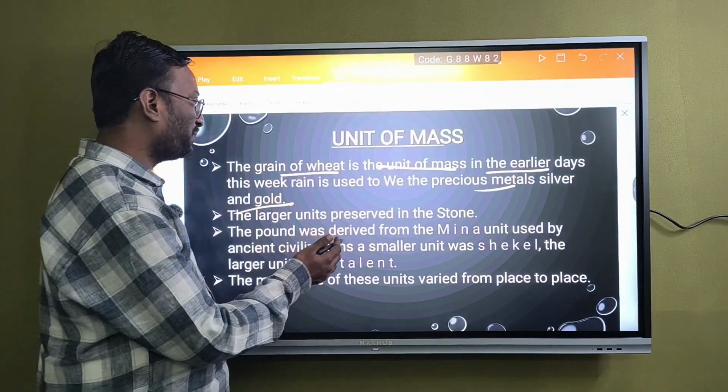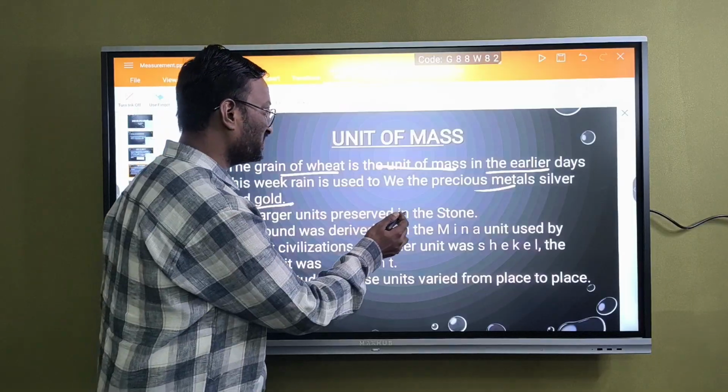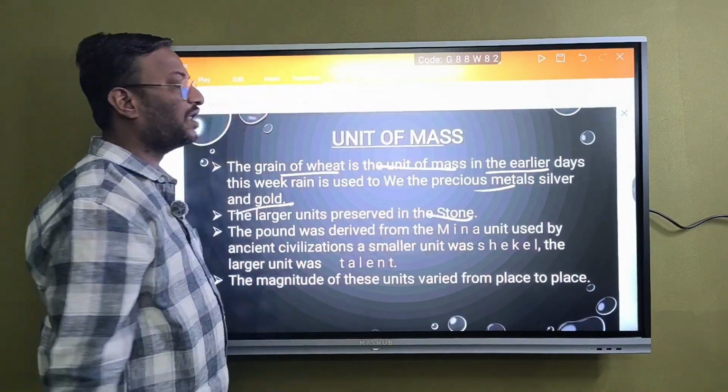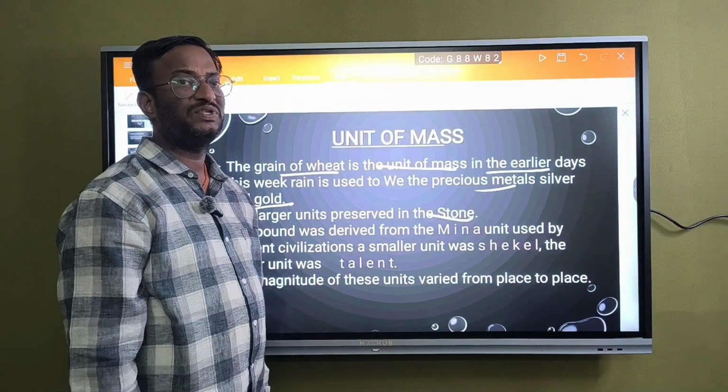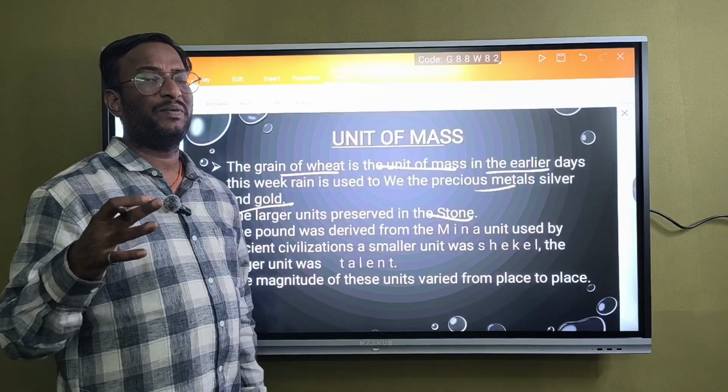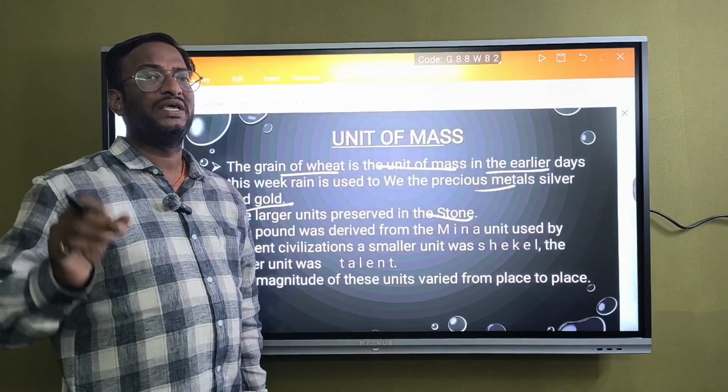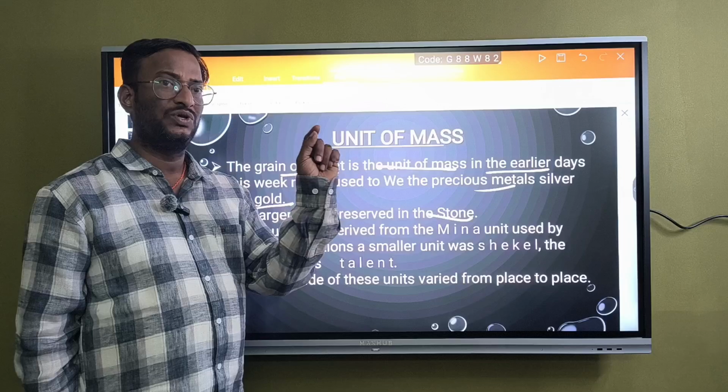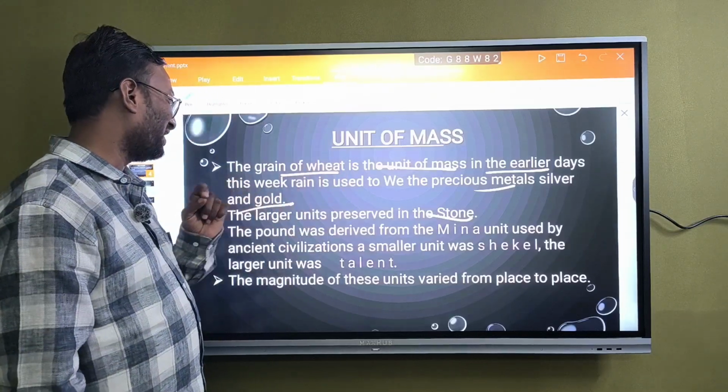The larger units were preserved in stone. Where were the larger units preserved? They were preserved in stone. In order to measure the huge units, they used stone. In order to measure the precious stones, they used what is known as this wheat grain.